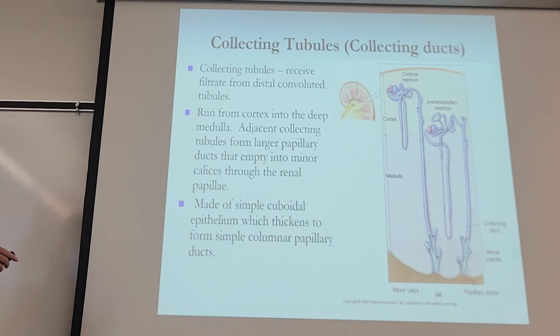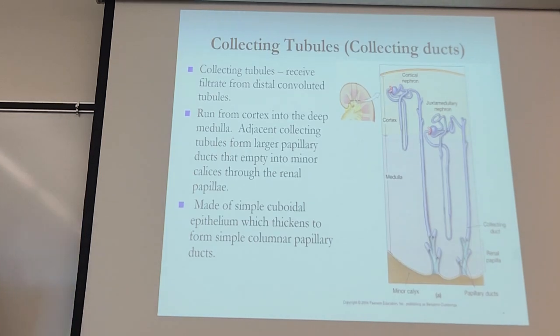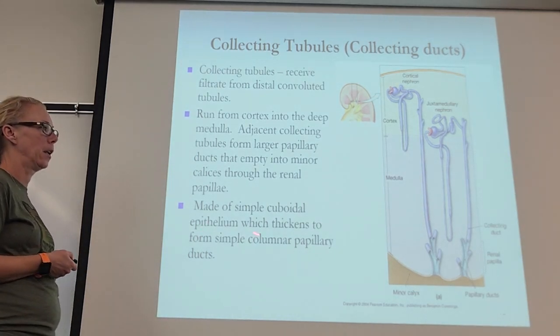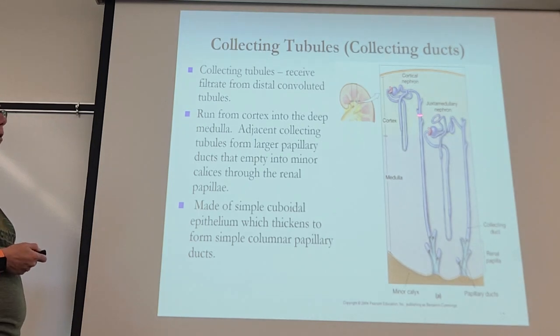All right, just a quick revisit to aldosterone and antidiuretic hormone. Okay, so collecting tubules or collecting ducts. Again, still simple epithelium. You can have multiple nephron loops attaching to a single collecting duct. So usually collecting ducts will have multiple branches that are attaching to it.